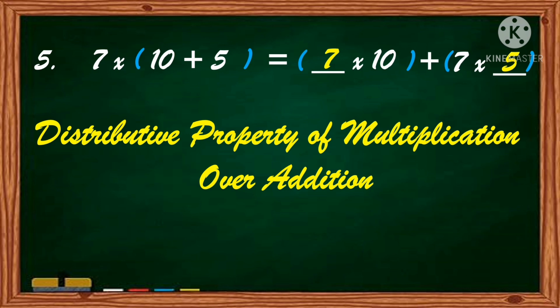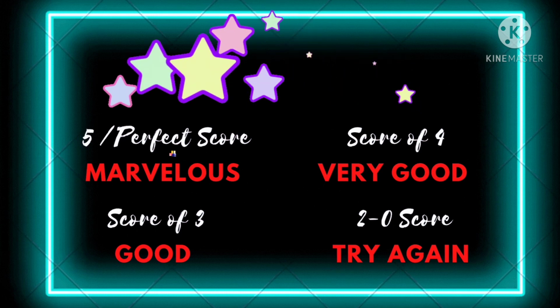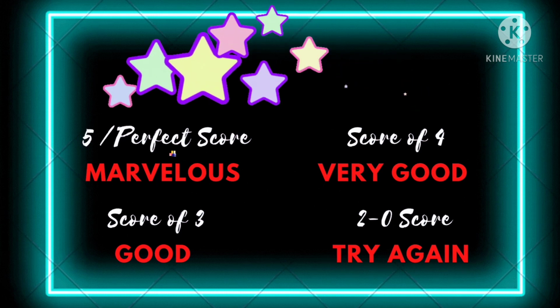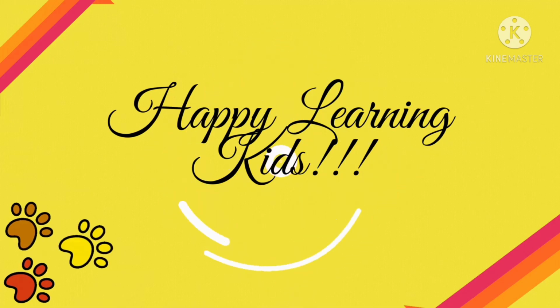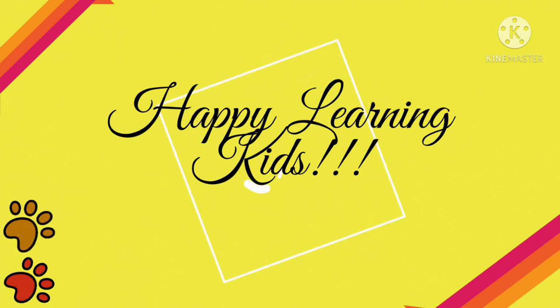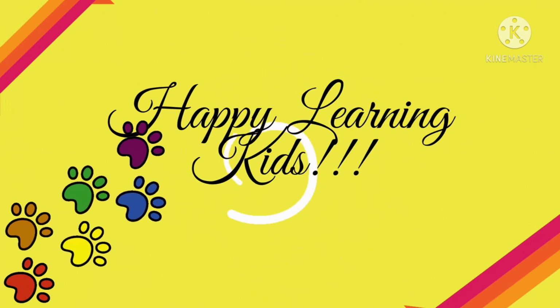Okay, so that's it. Now, let's check your score. If you got 5, marvelous. The lesson is very easy for you. If 4, you are very good. If 3, you are good, maybe you missed some of the process. If you got 2 to 0, you must try again. I think you need to review the whole process.